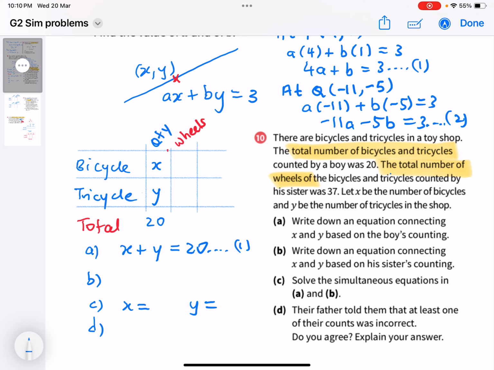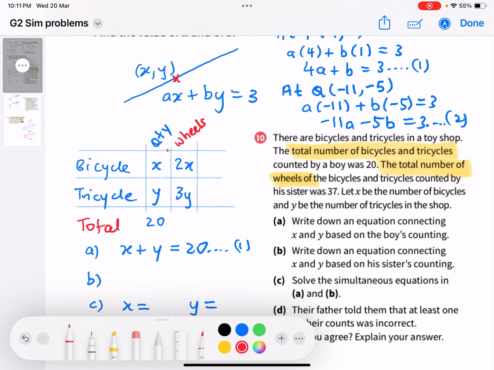In the second part, they told us the total number of wheels. Now, bicycles have 2 wheels. So the total number of wheels for x bicycles is 2x. And a tricycle has 3 wheels. So for y tricycles it is 3y. And we already found out that the total number of wheels is 37. So that means 2x plus 3y is 37.